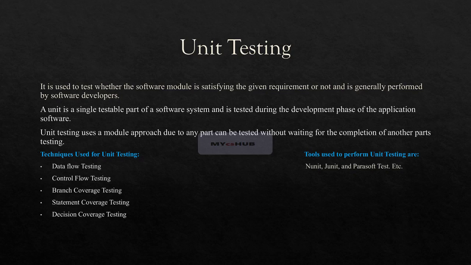So unit testing uses the following techniques: data flow testing, control flow testing, branch coverage testing, statement coverage testing, and decision coverage testing. And the tools used to perform unit testing are NUnit, JUnit, Parasoft, etc.